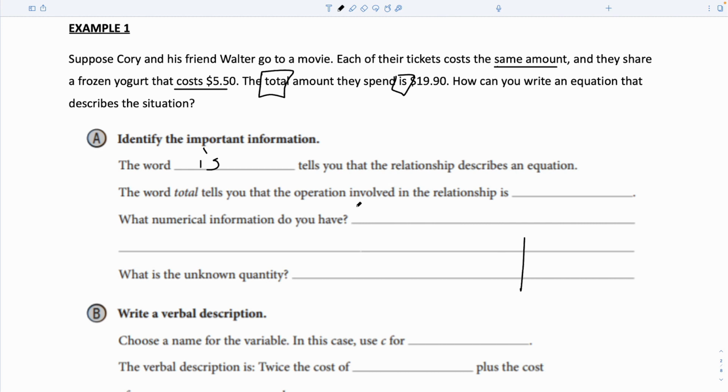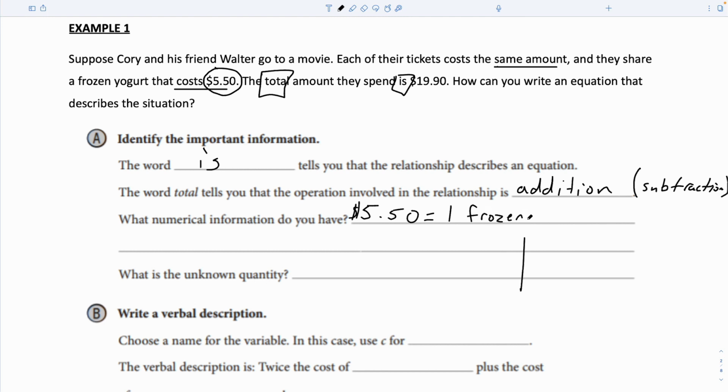And the word "total" tells you the operation involved in the relationship is addition. You're adding something up, you're getting the total. It could also be subtraction in some cases, so don't be robotic and always put addition, but more often than not, it'll be addition. Then look at the numbers. I'm going to circle all the numbers and give the information that they have. First off, they say the cost is $5.50 and they buy 1 frozen yogurt. So the numerical information is the numbers. $5.50 is 1 frozen yogurt. That's the first number they give me.